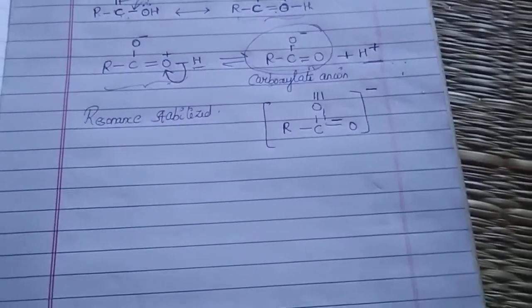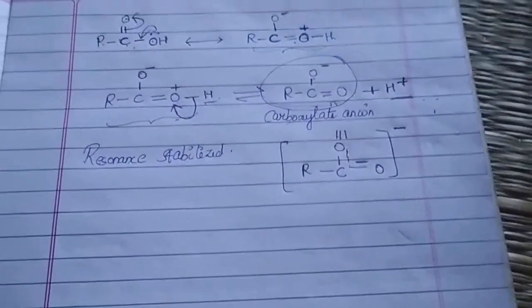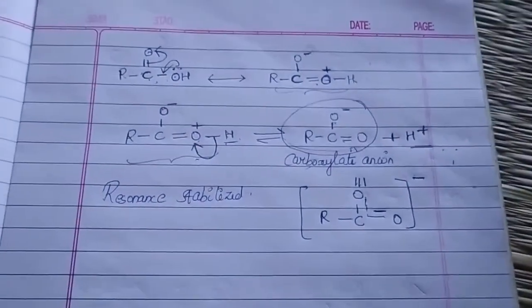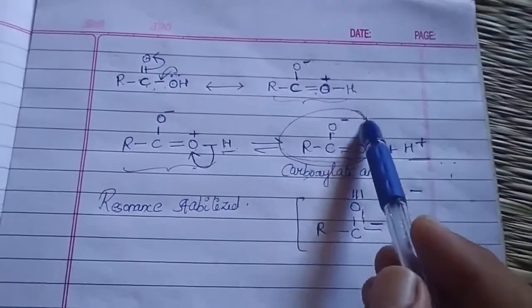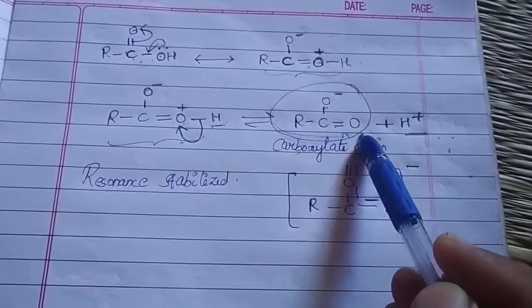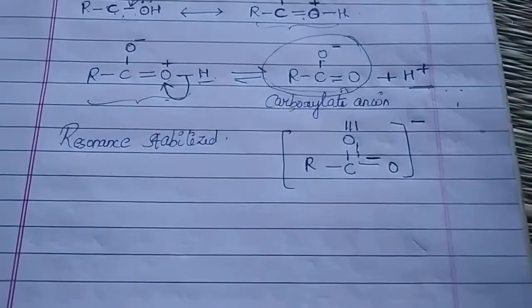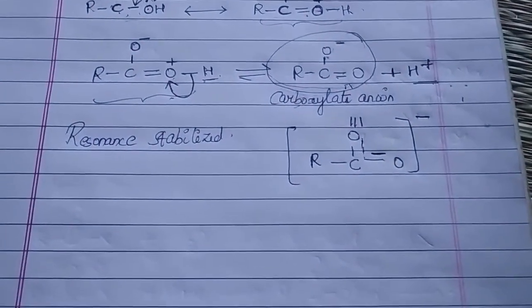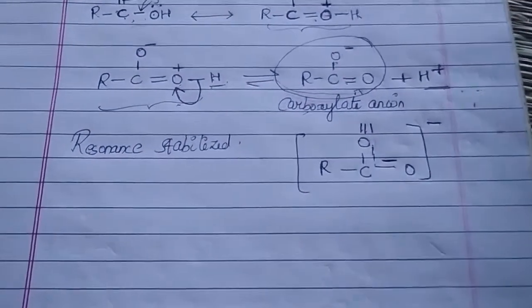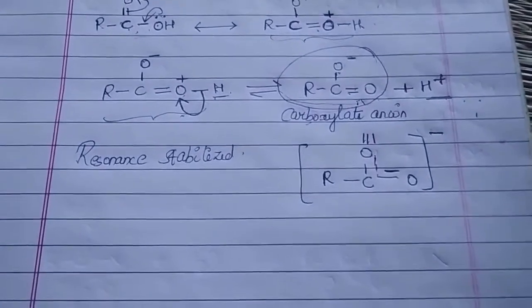So that is the reason we say that your carboxylic acid will try to go to a position to obtain or to attain this carboxylate anion structure. By donating a proton, it acts as an acid. So that is the reason carboxylic group is said to be an acidic group. Is that clear? Very much important.